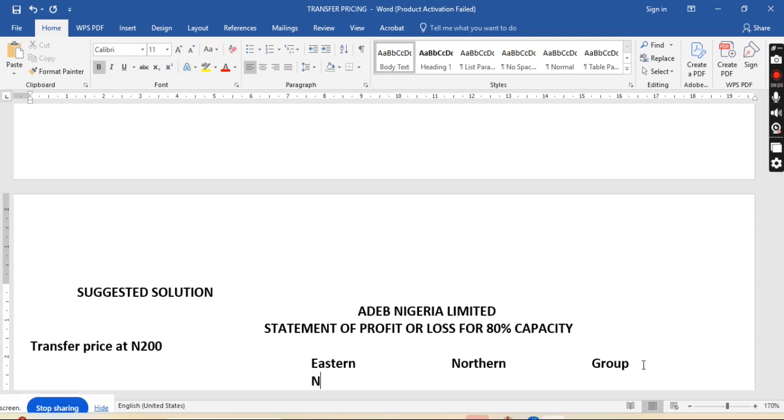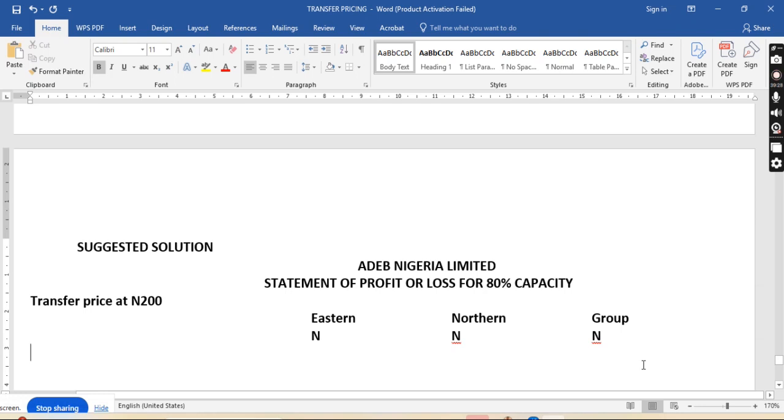Then this is the naira sign. Please, always present your work. All these things are one mark. One mark. Please, one mark is very important.